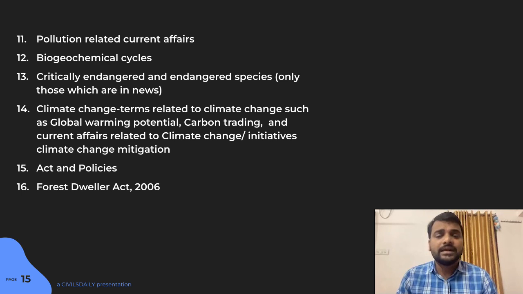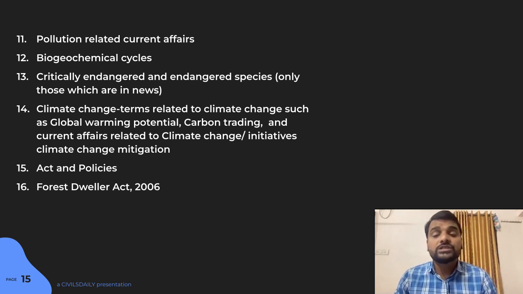Then climate change related, I've just discussed. Acts and policy are very important. They can ask relevant provisions of the WPA, EPA and NGT. Then there is the NAJCA, then the CAMPA Act, then the Forest Act. That is very important. All of these have been covered in brief.